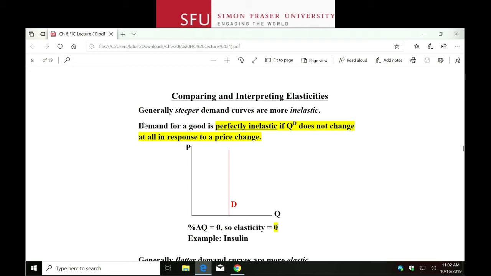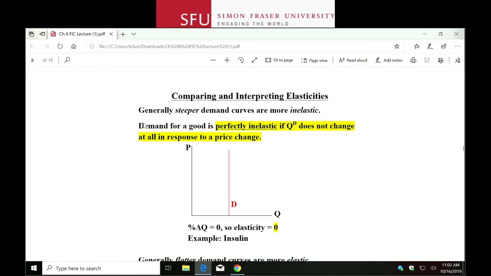So this would be something that consumers felt was really, really necessary. So I put insulin as an example. Insulin is a good example because if the price changes and you have diabetes and you need a certain amount of insulin, you're not going to change that, right? If the price goes up, you're just going to find the money to pay for it. If the price goes down, you're not going to start taking more insulin because that would also not be very good. So you have to take just the right amount of insulin, and it doesn't matter if the price goes up or down, you're going to buy the same amount of insulin.